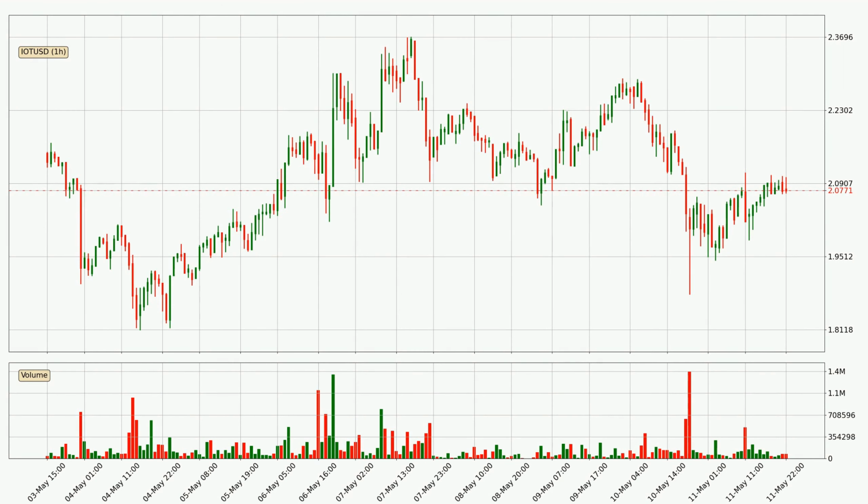By taking a look at the hourly time frame for IOTA, the price moved up around 3.6% in the last 24 hours, with a current price of 2.08. But the volume wasn't very high, so the move wasn't very strong.